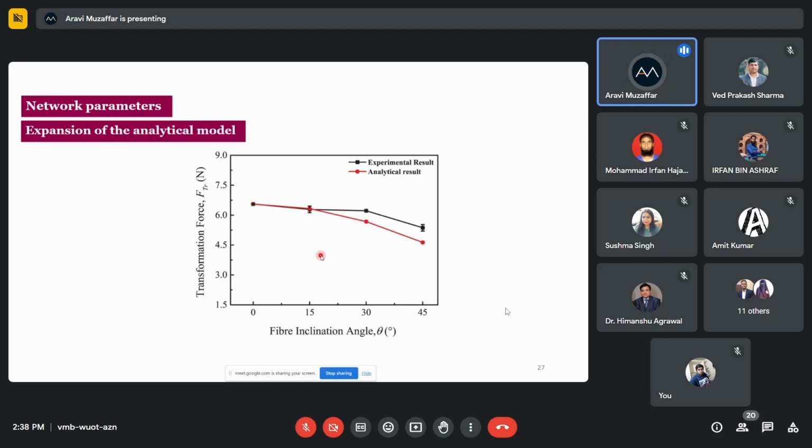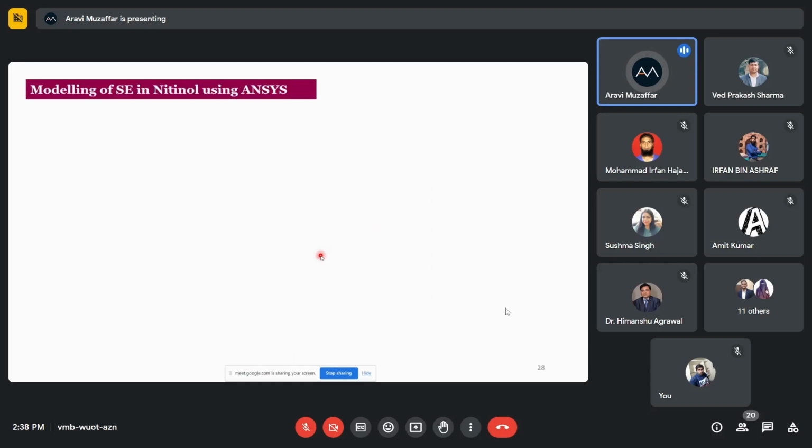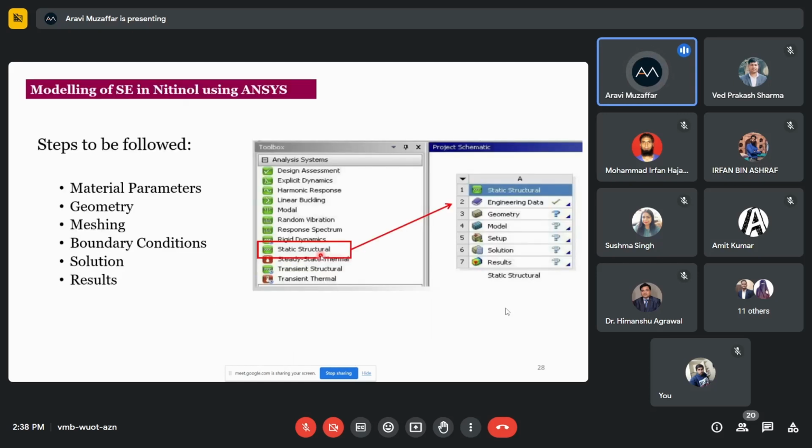So now we have used the same model, that analytical model that we had developed earlier, and we have seen that it fits well with these materials also. That is, the transformation force decreases with the increase in the fiber inclination angle. Now, if we have to model especially the nitinol materials, I believe that for all the other materials you already know how to model these networks.